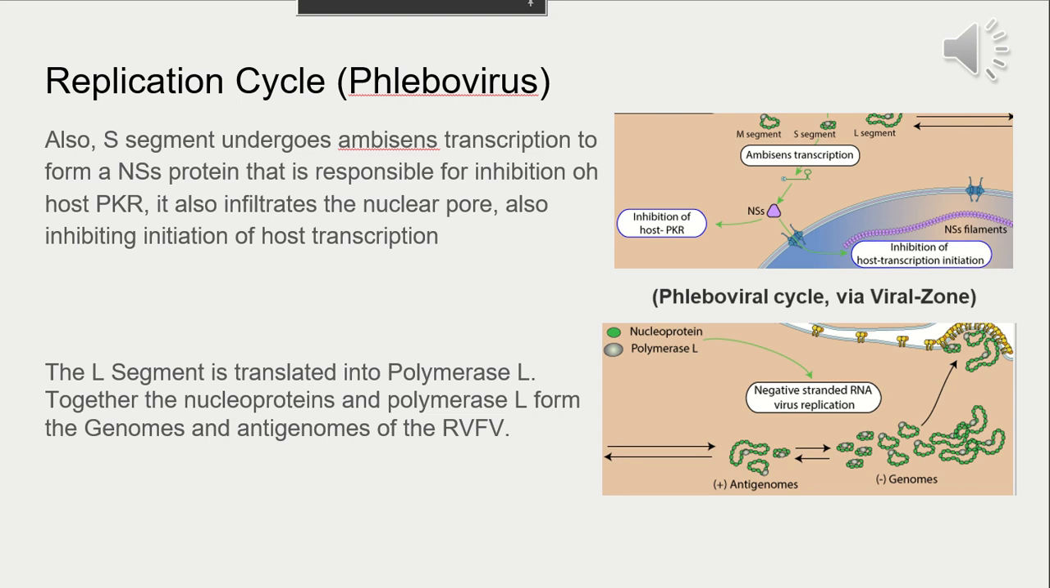Continuing the replication cycle. Also, the S segment undergoes ambisense transcription to form an NSS protein that is responsible for inhibition of the host PKR. It also infiltrates the nuclear pore and inhibits initiation of host transcription. The L segment is transcribed into polymerase L. Together, the nucleoprotein and the polymerase L form the genomes and antigenomes of Rift Valley fever virus. Polymerase L is the viral polymerase that is packaged with the virion.